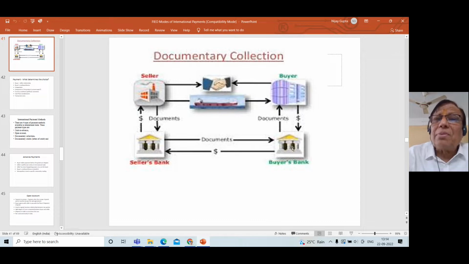Now see, the maximum DA credit you can allow to the buyer is 270 days from the date of shipment. FEMA says that in any case, you must get the payment for your exports within 270 days. But if you're an importer in India, this payment time is given as 6 months from the date of import.